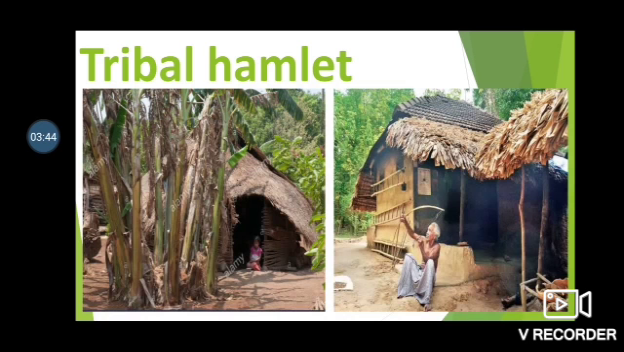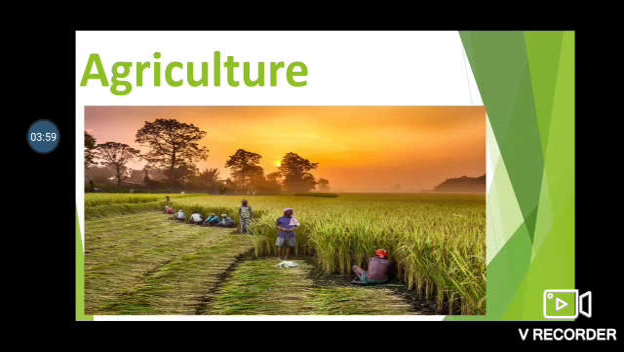Forest dwellers or tribal people use forest produce for their livelihood. These settlements are in the forest areas in the tribal hamlets. They are called Adivasi Padas. Agriculture is practiced in the fertile areas. Farmers' families build their houses in or near the fields.